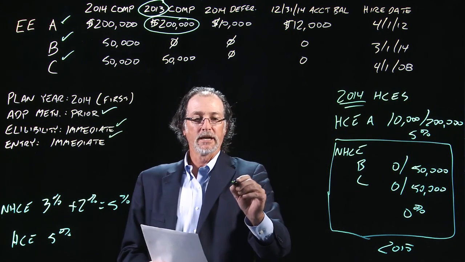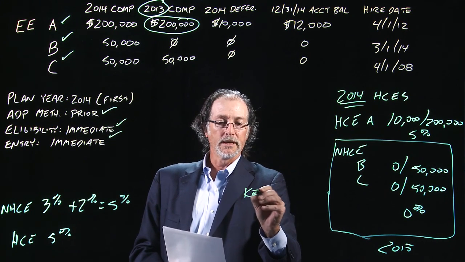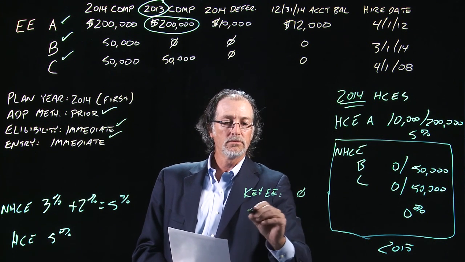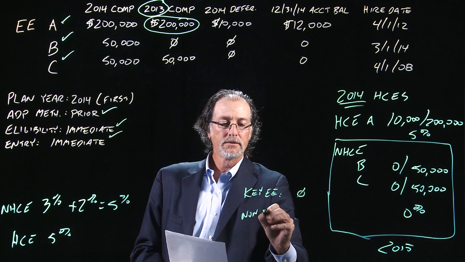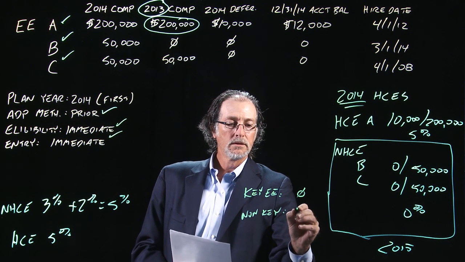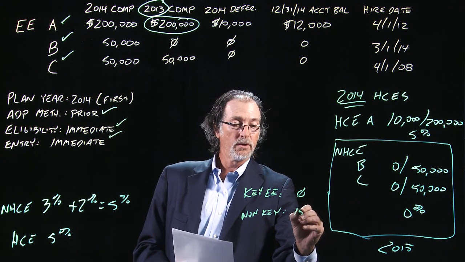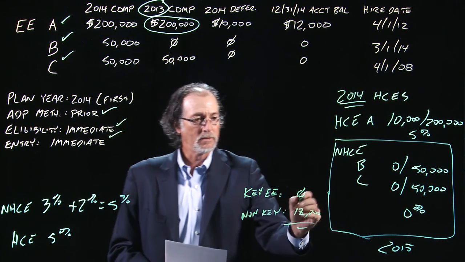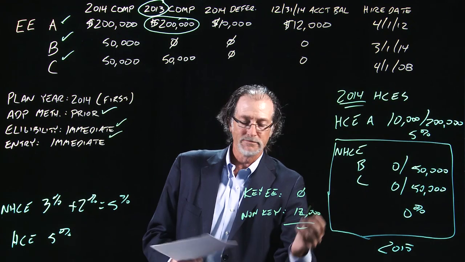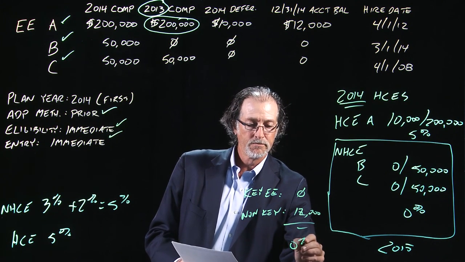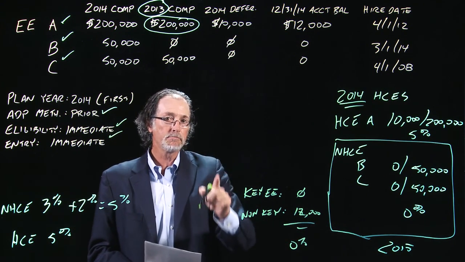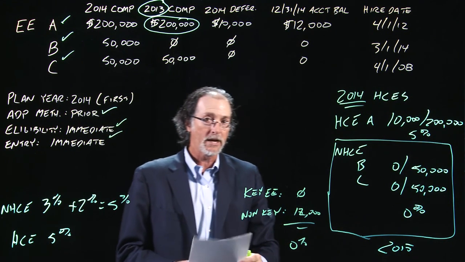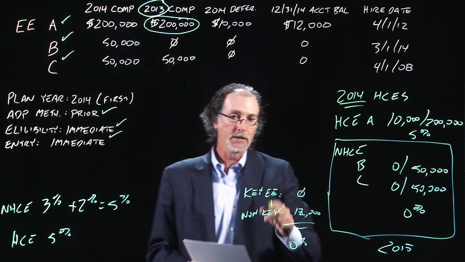So if we're doing the actual calculation, it would be key employee, their total, which is 0, and then the non-key, which is 12,000. All I'm doing is taking numerator, denominator, and we're home free, we're at 0%. Remember, top heavy, if we had key employees and they were greater than 60%, again, keyword greater, not at 60, then the plan would be top heavy.